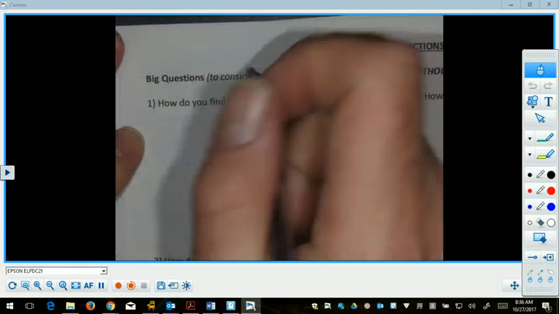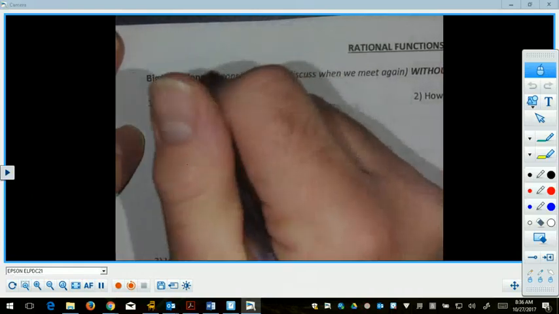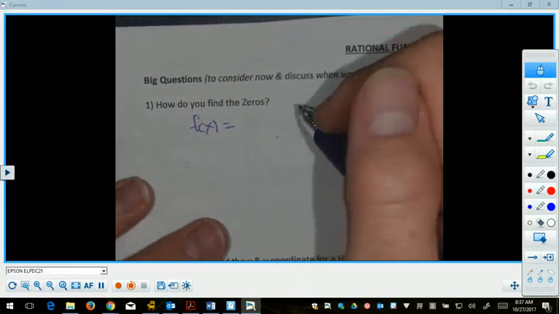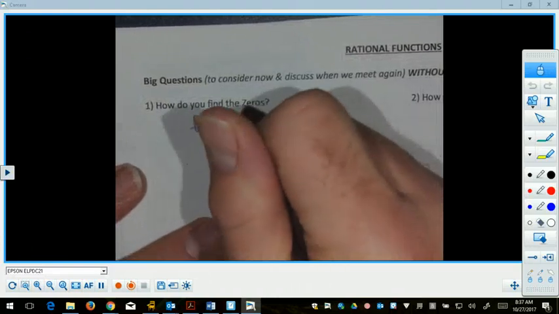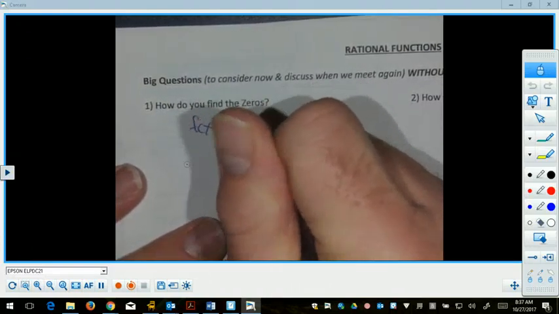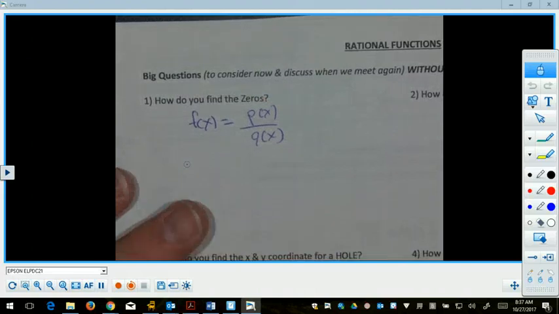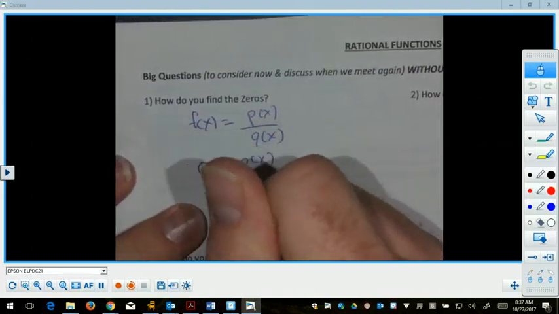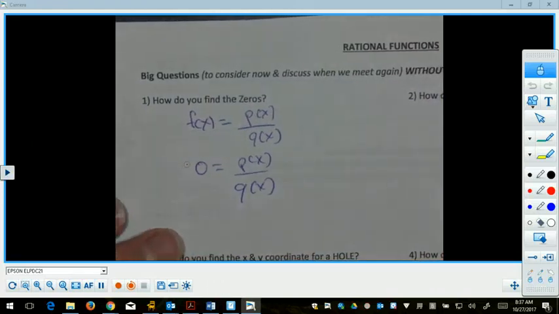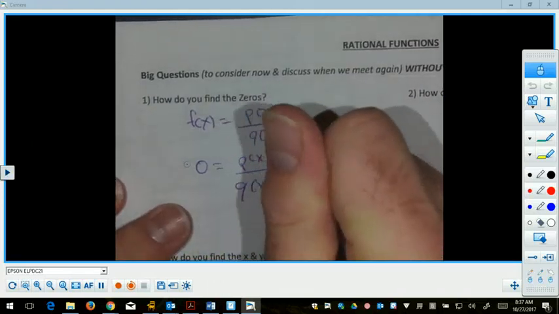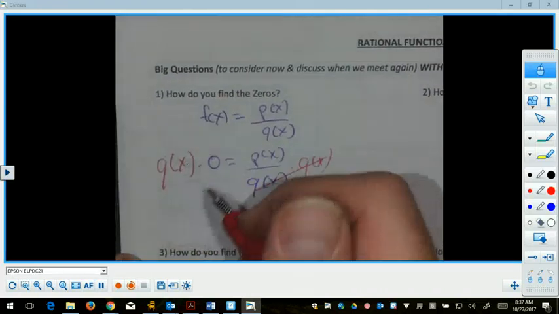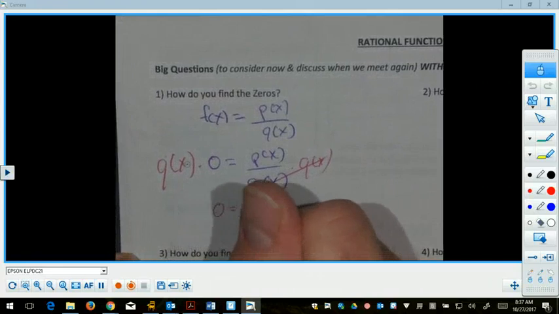To find the zeros for any function, what do you do? If you have f of x equals something, you'd set the function equal to 0. Well, here's what's going to happen when you do that. So I've got a polynomial on top and a polynomial on bottom, and I have now set it equal to 0. Well, to clear my denominator, I multiply by q of x. What's 0 times anything? 0. So now I have 0 equals p of x.